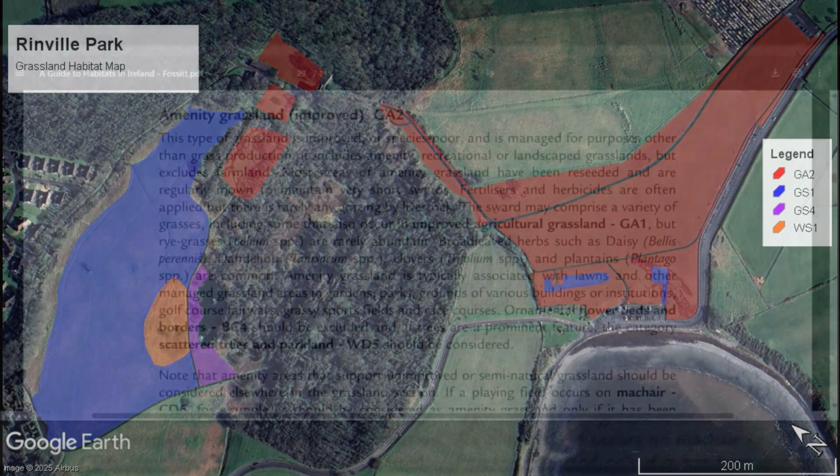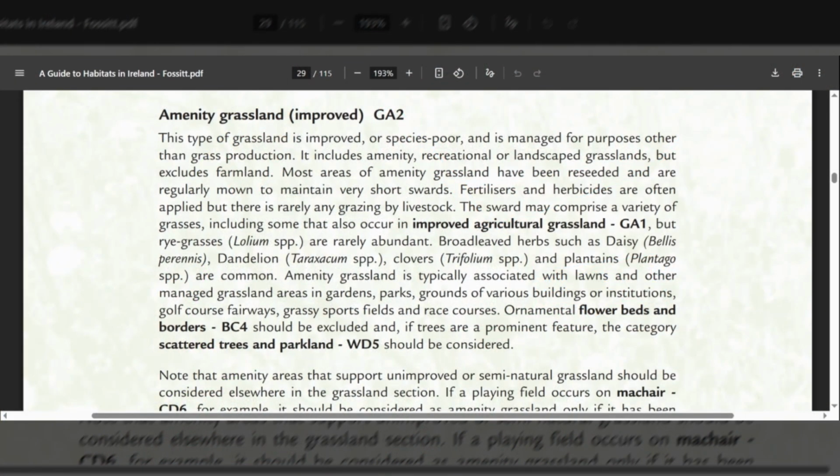So if you look at GA2 in the Fossitt Guide, it includes amenity, recreational or landscape grasslands, but excludes farmland, and it even goes into what you can find in this habitat, such as broad-leaved herbs such as daisy, dandelions, clovers and plantains are common. This kind of standardized system is essential for conservation work, planning decisions and biodiversity monitoring. Don't worry, by the end of this video you will make a map exactly like this.